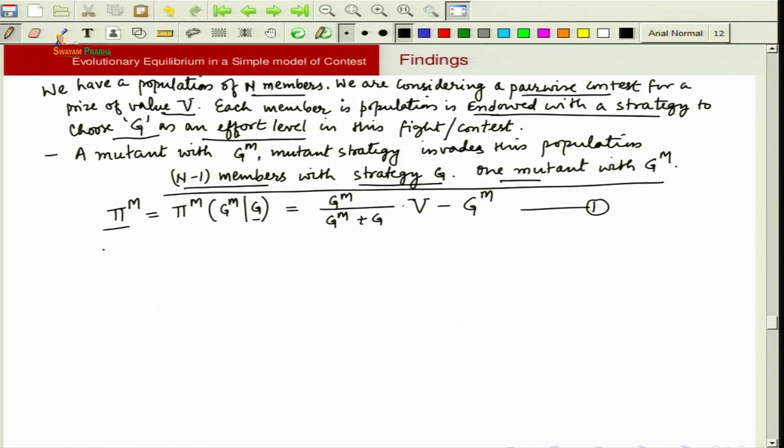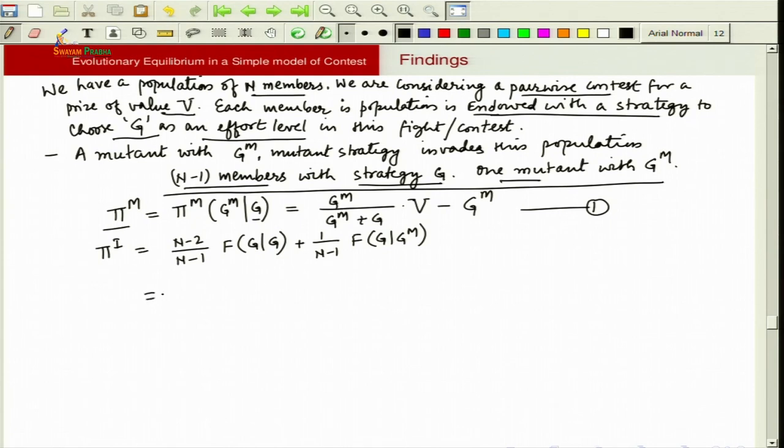Similarly, we can write the payoff of the incumbent player, as we have already discussed many times. With probability n minus 2 upon n minus 1, this incumbent player will be paired against another incumbent player, plus with probability 1 upon n minus 1, this player will be paired against a mutant. So, this is the payoff of this incumbent player.